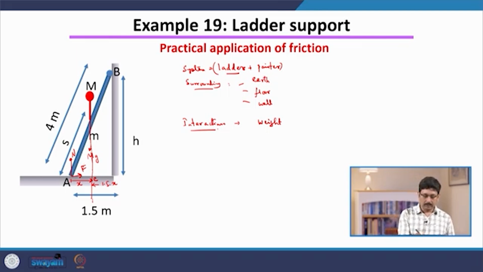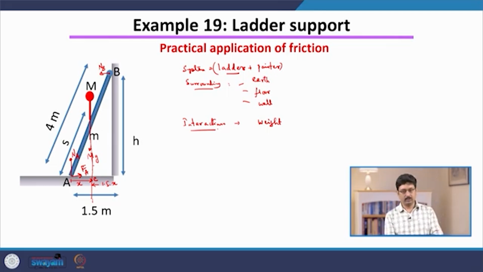Now, the other contact is at the point B, and here the problem says that there is a roller. The significance of this roller is that this contact cannot support a force parallel to this plane. It will start to roll. So, it is a completely frictionless contact. The only force that is possible is the normal force; let us call that Fb at B, and let us call that Fa at A.